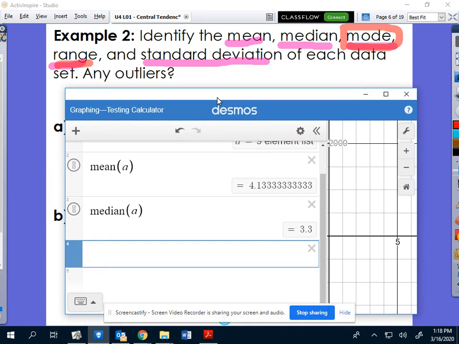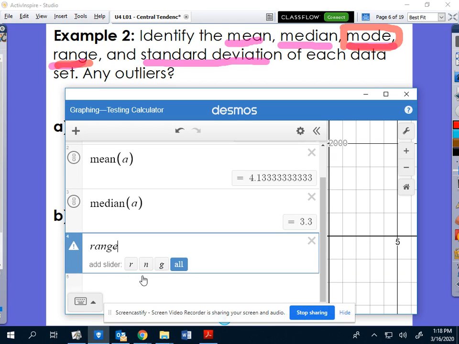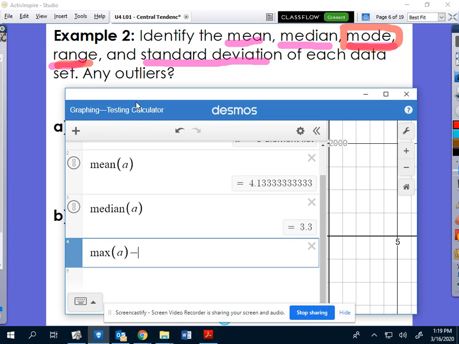Next, we want the range. Now, the range can't be found just by typing in range, so don't go typing in range. Obviously, that's not working. So instead of typing in range, you have to remember what the range is. The range is the largest value, the maximum, minus the minimum. So that's what we type. We type max of A minus min of A. So max of A minus the minimum of A. The maximum minus the minimum. So our range in this case is 7.7.